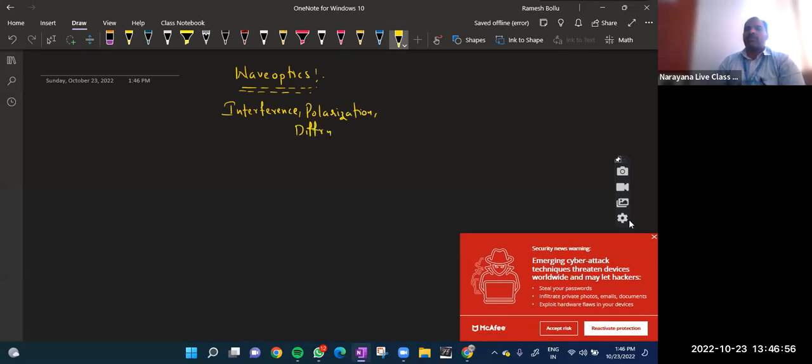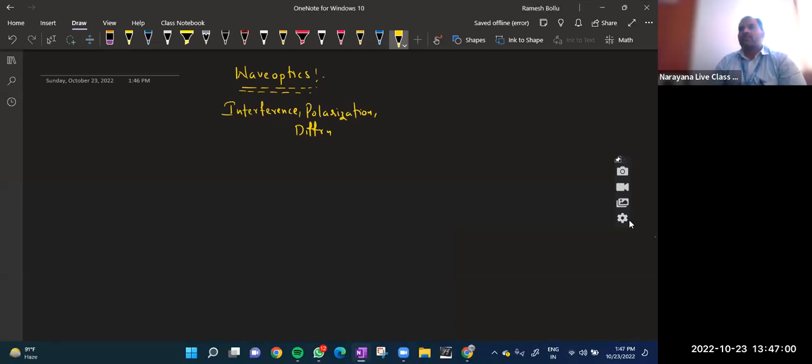Actually, what does the concept of ray mean? The path of the particle of light is called a ray. So here the concept of ray completely failed in explaining these three properties. That's why Huygens, the name of a scientist, came out with a new treatment for light called wave optics. He treated light as a wave.